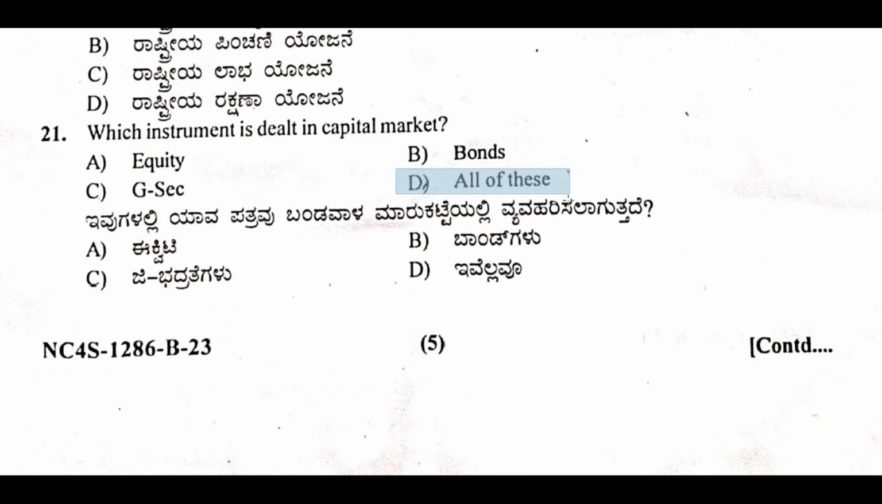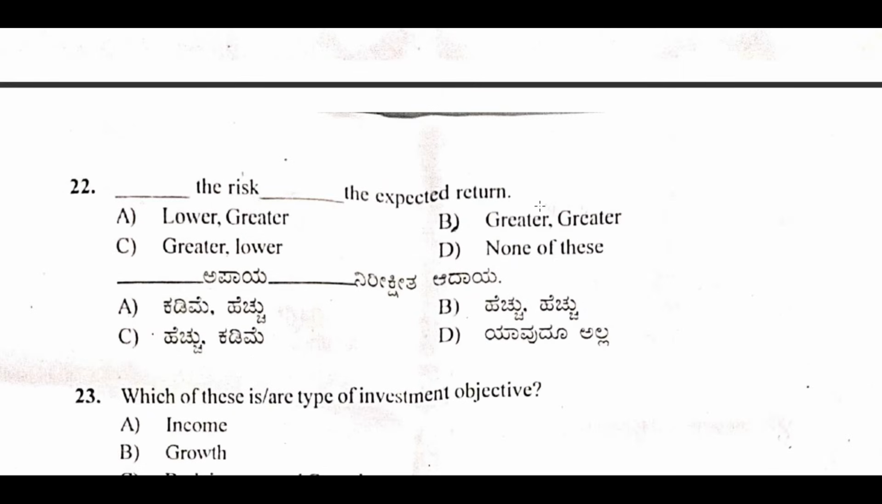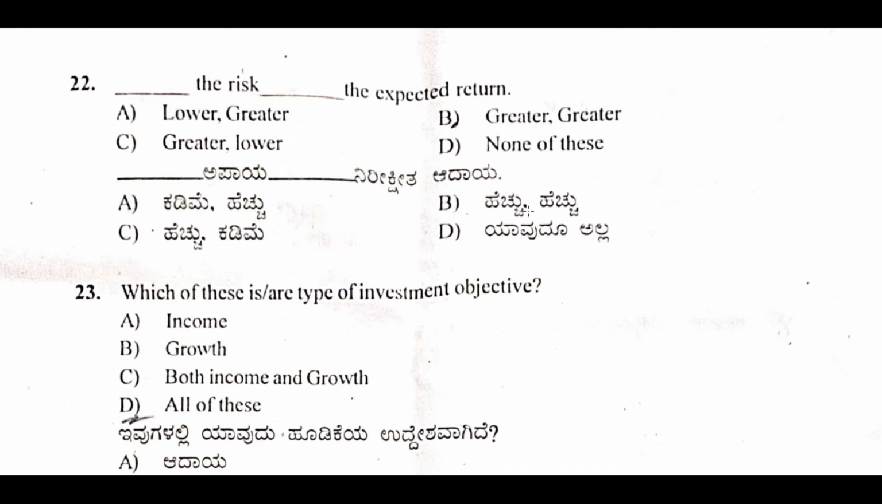Coming to the 22nd question, dash the risk, dash the expected return. So the options are: lower the risk, greater the expected return, or greater the risk, greater the expected return, or greater the risk, lower the expected return, or none of these. So four options are there. We know that if we take more risk, we can expect more return. So greater the risk, greater the expected return. So option B is the right answer.